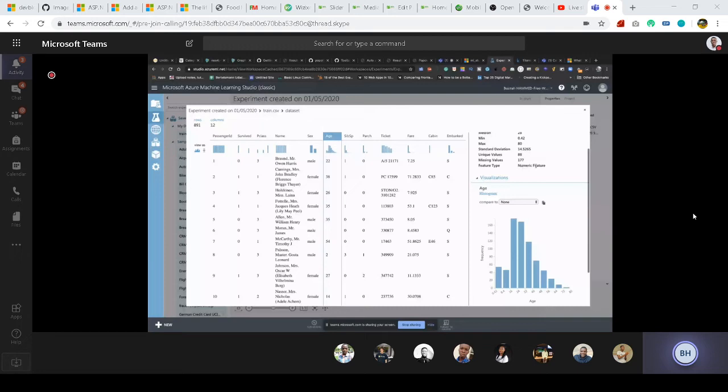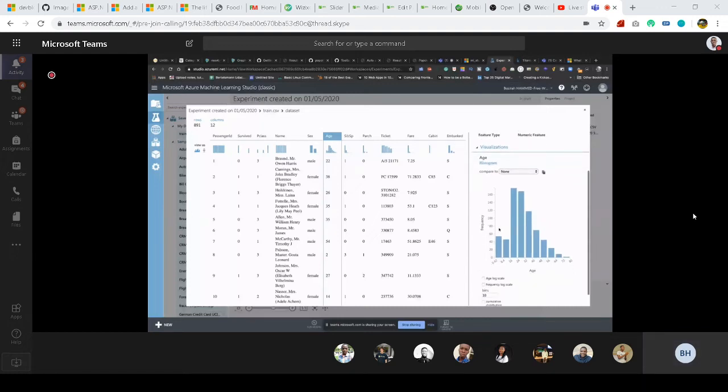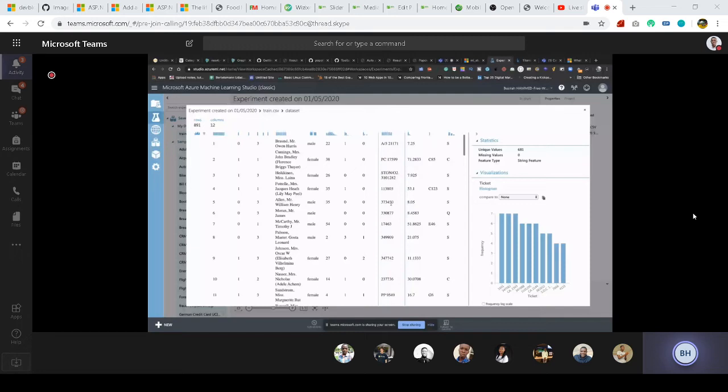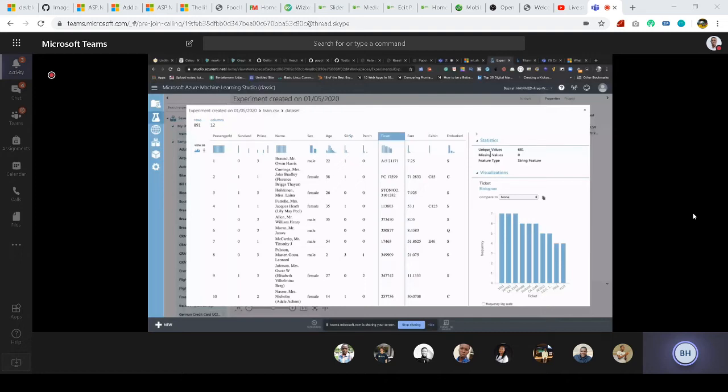For ticket, we have a string feature with 0 missing values and 681 unique values. That means some people have the same ticket ID. Embarked has 3 unique values, S, C, and Q, with 2 missing values. From all the features, we can see that only embarked and age have missing values, which we need to look into while preparing our data for training.